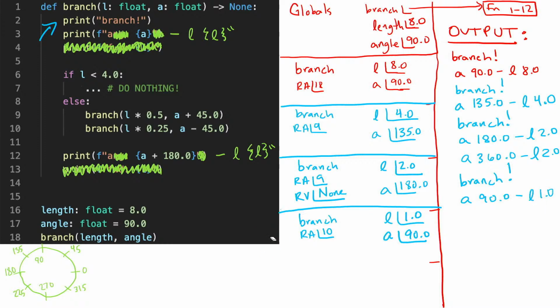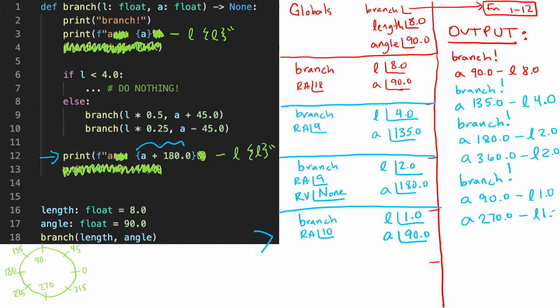Okay? Then we reach this if L is less than 4.0. Well, this is the frame we're in. L is 1, so 1 less than 4 is true, so we don't go into the else branch. Then we're once again printing A, which is 90 plus 180 in this substitution. So that's going to be 270. And L is going to be still 1.0.